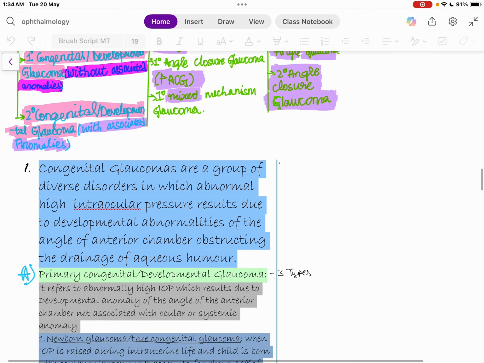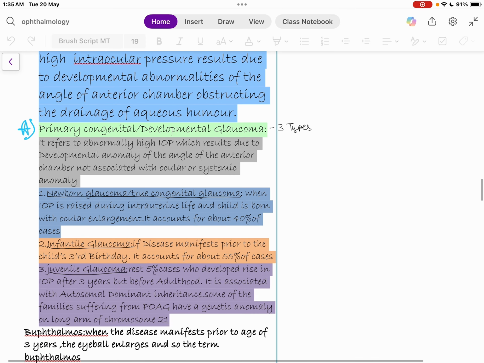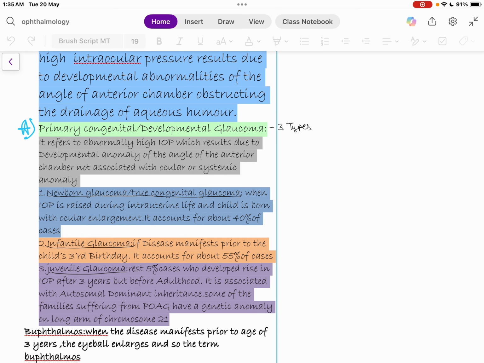Now we are discussing congenital glaucomas. Congenital glaucomas are a group of diverse disorders in which abnormally high intraocular pressure results due to developmental abnormalities of the angle of the anterior chamber obstructing the drainage of aqueous fluid. Primary congenital or developmental glaucoma is of three types: newborn glaucoma or true congenital glaucoma, infantile glaucoma, and juvenile glaucoma.